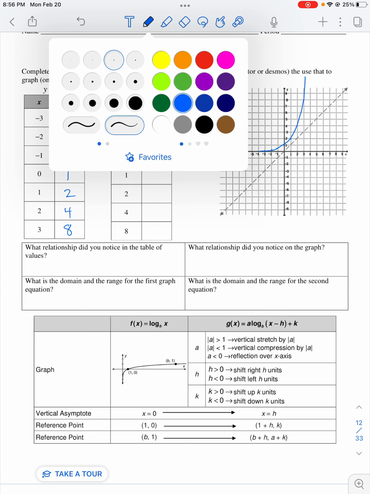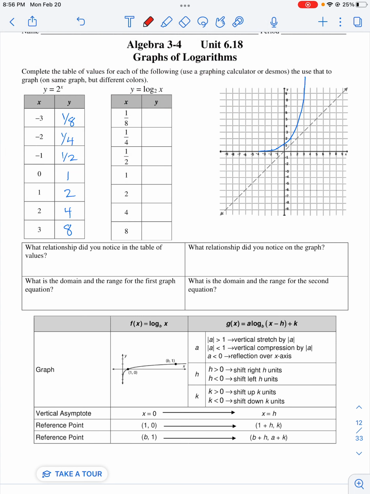Now in red, we're going to look at the graph of y equals log base 2 of x. So this is asking, to what exponent do I have to raise 2 to get 1/8? And the answer is negative 3. To what exponent do I have to raise 2 to get 1/4? And the answer is negative 2, negative 1, 0, 1, 2, and 3. What you should be thinking is, hey, there's a relationship between these two tables. And in fact, that will also pan out to be true on the graph.